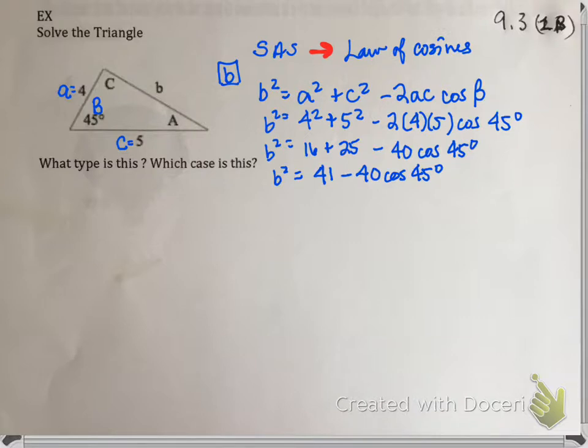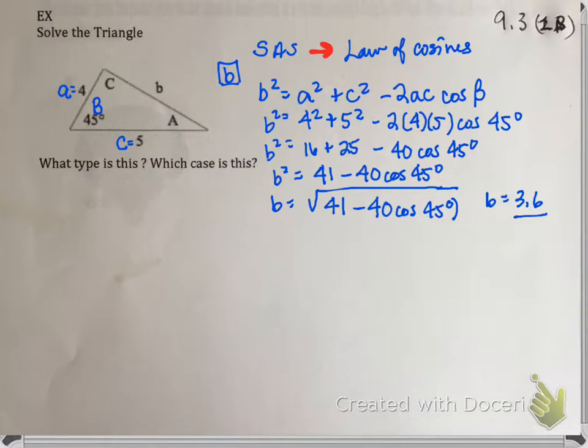Okay, so now to solve for b, I'm going to take the square root of the side. So in your calculator, you're going to take the square root of, and I'd use parentheses, 41 minus, and then parentheses again, 40 times cosine of 45 degrees, and close the parentheses, and stick the other parenthesis there. And when you do that, you'll see that side b equals 3.6. I rounded that to the nearest tenth. Tenth of a value, not a degree.